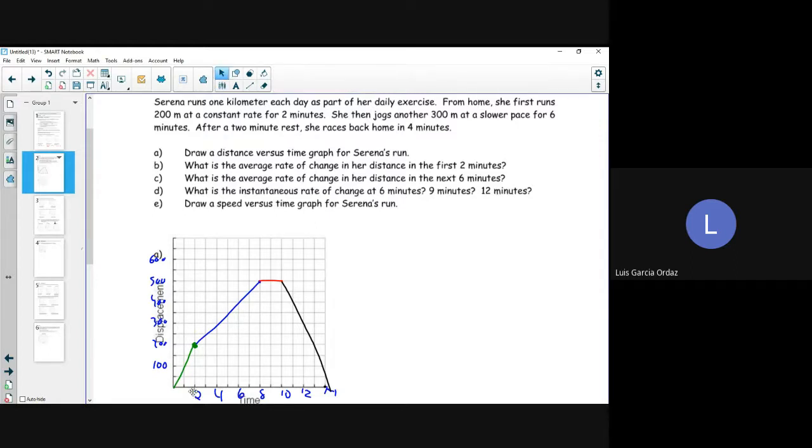So now that we drew our distance versus time graph, now we need to answer the following questions. B is asking us, what is the average rate of change in her distance in the first 2 minutes? So the average rate of change is given by delta D over delta T. The distance she ran in the first 2 minutes was 200, and this was over a 2-minute time period. So our average rate of change in the first 2 minutes is 100 meters per minute.